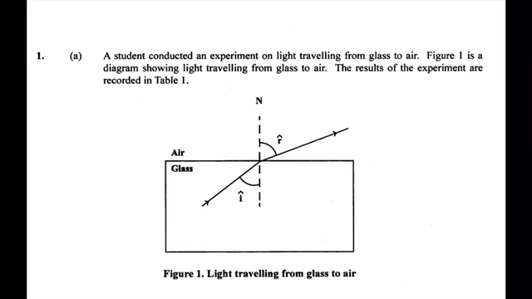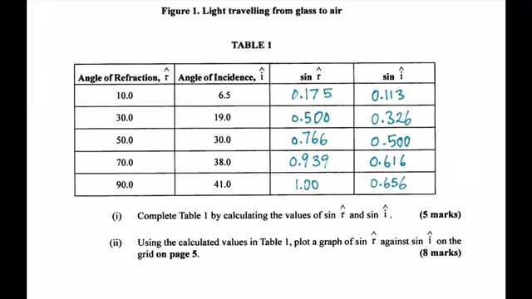Alright, so a student conducted an experiment. You find sine R, you find sine I in this. By the way, you need to do the paper first, right? So this will only help people who are familiar with the paper, or if you have the paper and you're just running it through. Okay, complete the table. So let's calculate. I think you get 5 marks there. A lot of marks will pass in this question very easily.